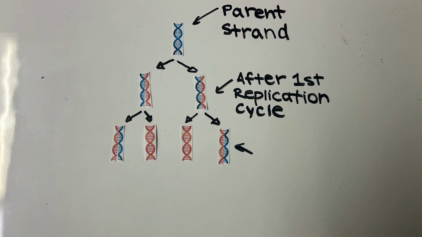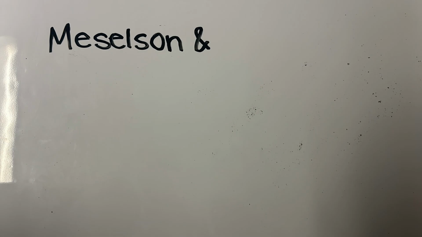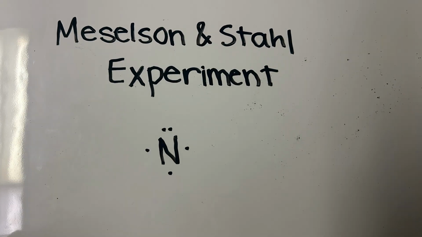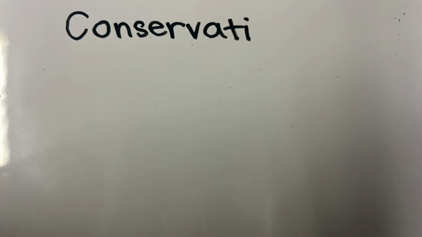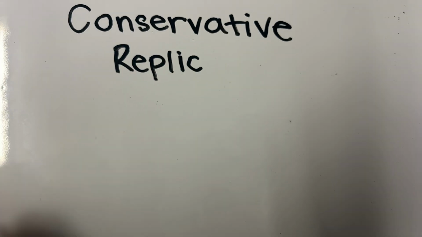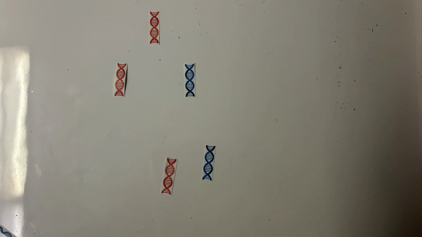This mechanism was first discovered by Matt Messelson and Frank Stahl. These two scientists provided evidence for semi-conservative replication through their testing of nitrogen-15. Their experiment with nitrogen-15 illustrated how parental DNA was passed equally from both parents to offspring. There are many other types of replication, but none of which us humans use to replicate our DNA. Two other types of replication are the conservative replication model and the dispersive replication model.